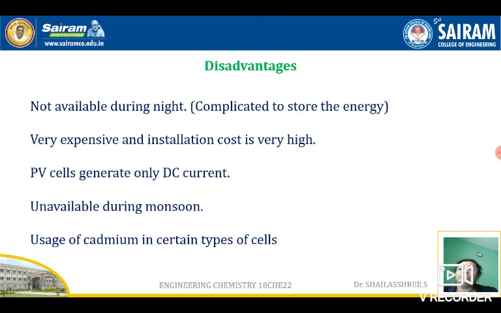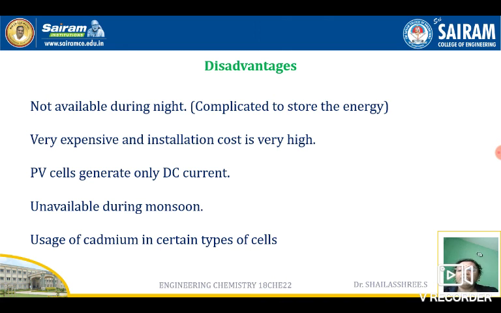Coming to the disadvantages, it is not available during night times. Only during the daytime, when the sunlight strikes the surface of the PN junction, will they liberate energy. They are very expensive, and the installation cost is very high. PV cells generate only direct current. To convert it into alternating current, suitable devices must be used.